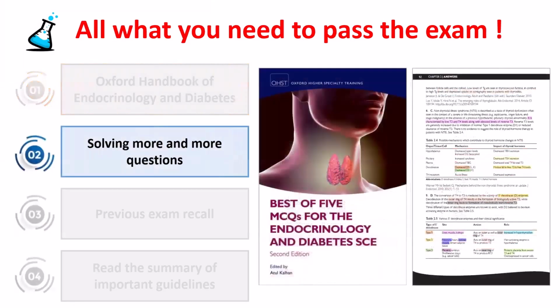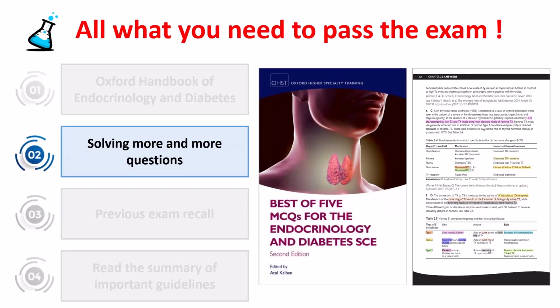And the next step after Oxford Handbook is solving a lot of questions. Question solving is the cornerstone to pass the exam. The exam is not easy. It is very difficult, actually. So you need to prepare yourself from today to solve thousands of questions. And actually, I will announce the sources of the questions.